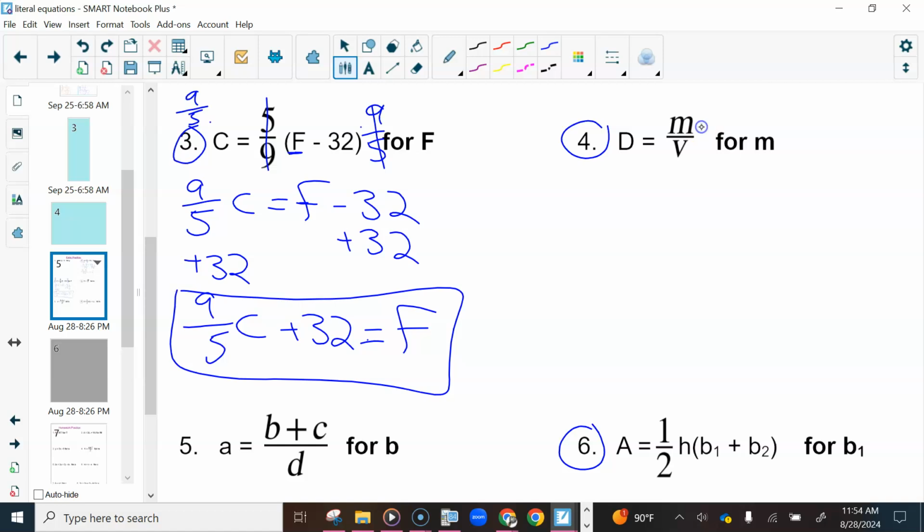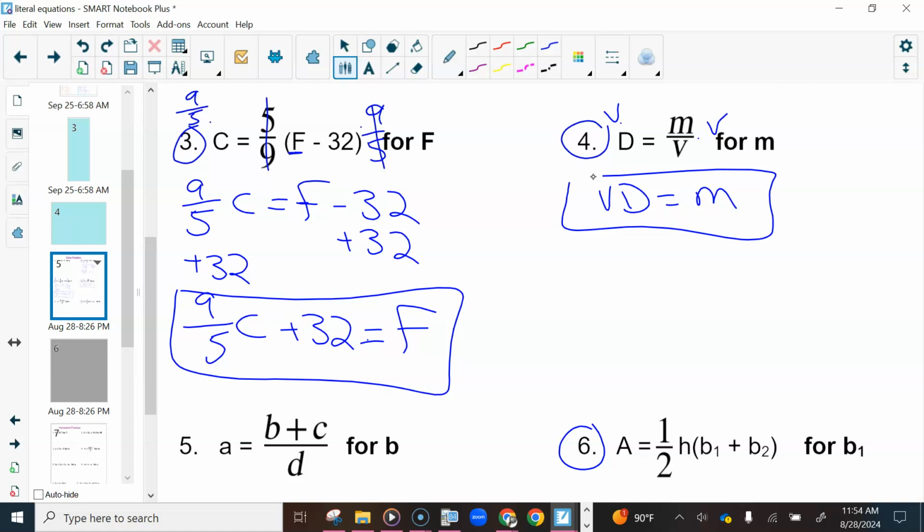If we're trying to get m by itself, how can we get rid of v? Multiply. That was it. Some are harder than others. It just depends on what we're solving for. If we had been solving for v instead of m, there would have been a little bit more steps to it. Maybe you should put one of those in here.